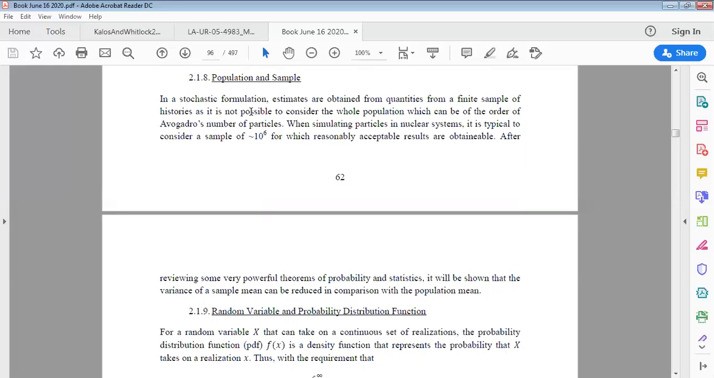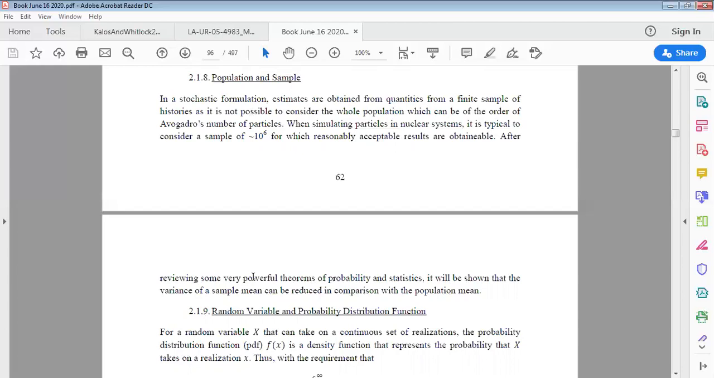Now, in my experience, whenever I've carried out neutron simulations, Monte Carlo simulations, neutrons and gammas, then I found 10 to the 6 as reasonably good. I've never had to go to 10 to the 7 or 10 to the 8. So 10 to the 6 and maybe a few hours of simulation time are very good.